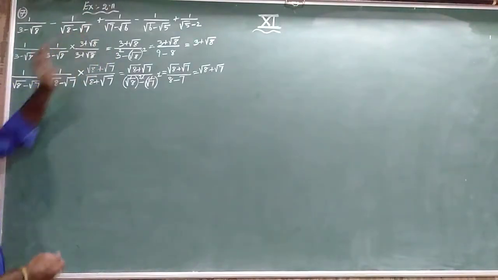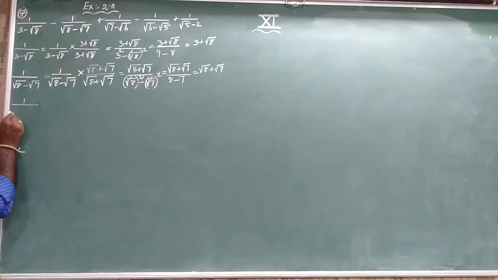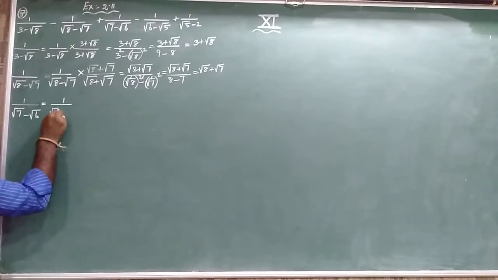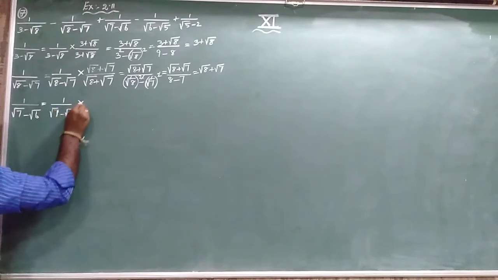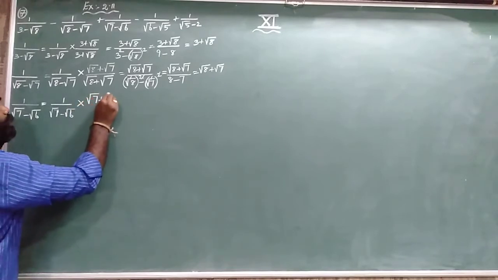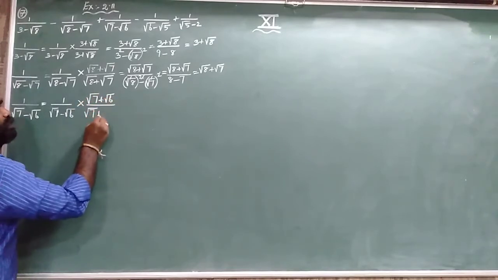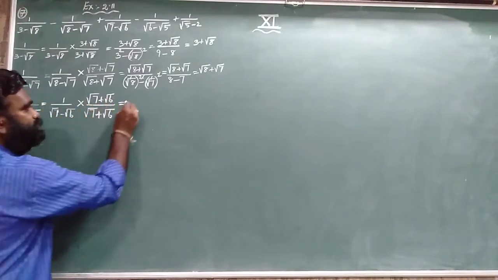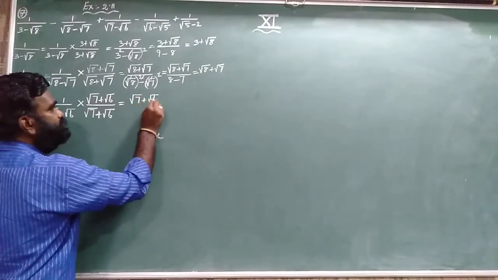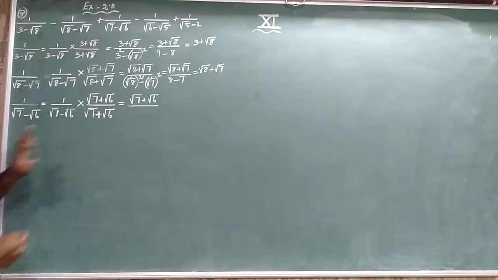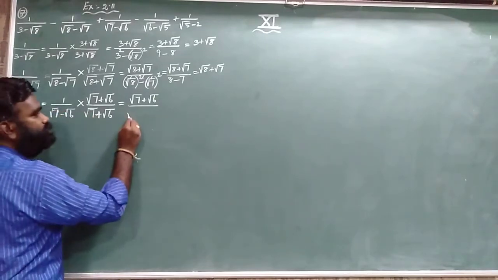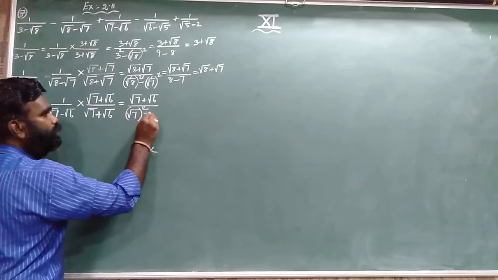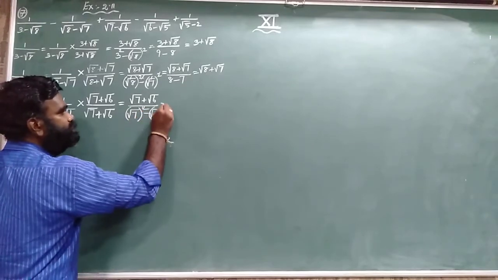Next I am going to take this term: 1 divided by square root of 7 minus square root of 6. Rationalize the denominator by the conjugate: multiply by square root of 7 plus square root of 6 divided by square root of 7 plus square root of 6. So 1 into square root of 7 plus square root of 6 remains the same. The denominator is a minus b, a plus b, which gives a square minus b square: square root of 7 the whole square minus square root of 6 the whole square.